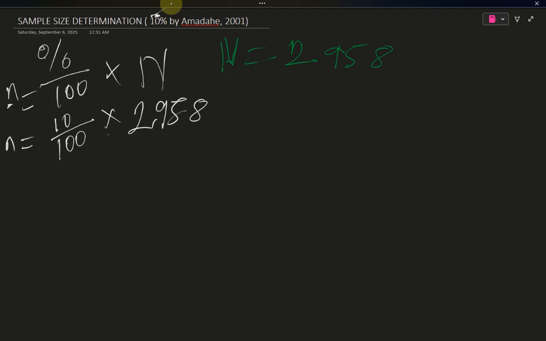So we are coming to calculate 10% of our accessible population, and our accessible population is 2,958, as you have seen in the sampling frame. When you are asked to use the percentage, you can start this way. You first start by quoting the formula. So n is equal to the percentage divided by 100 times the big N.